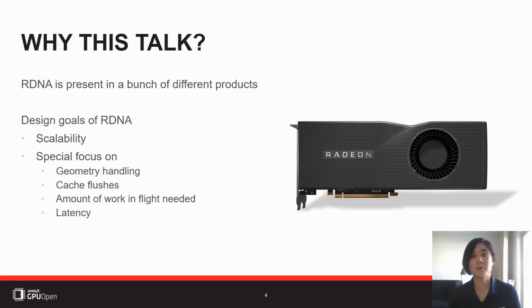This also means that one of our design focuses was scalability. Scalability was very important for us when we designed this architecture. We also had a special focus on geometry handling and on reducing cache flushes, so you should observe fewer cache flushes now. The amount of work in flight needed to fill up the GPU is now less. What you usually want is that all units are busy when you are computing code on the GPU, and this should now be easier to achieve on RDNA. We also focused on reducing latency.